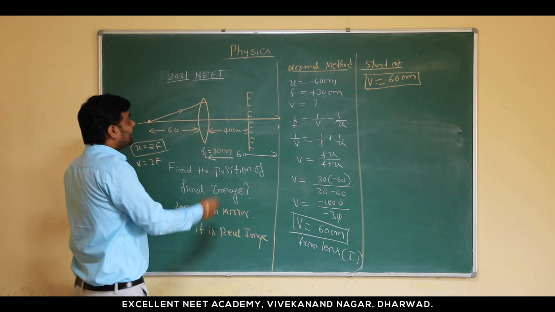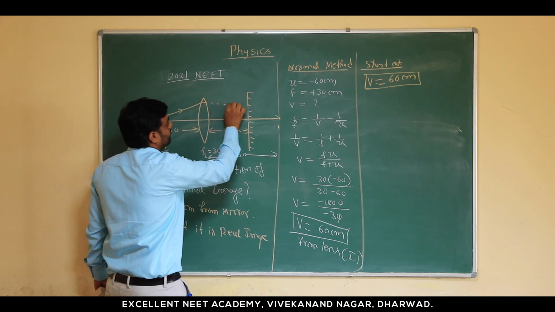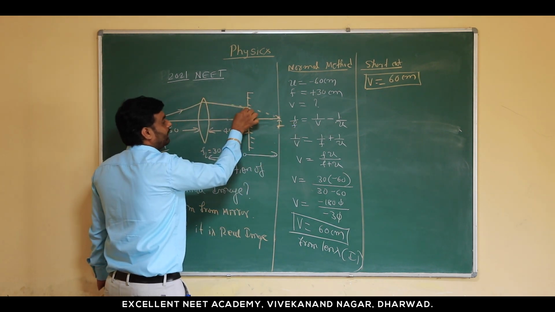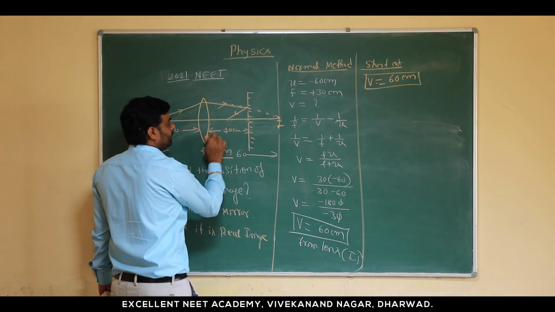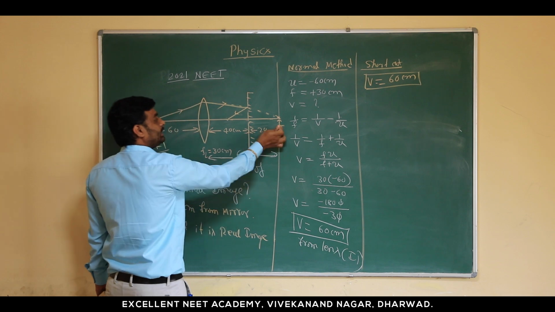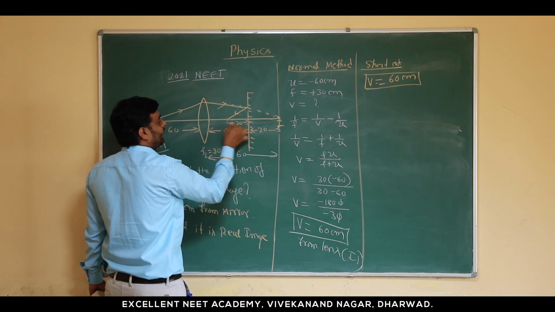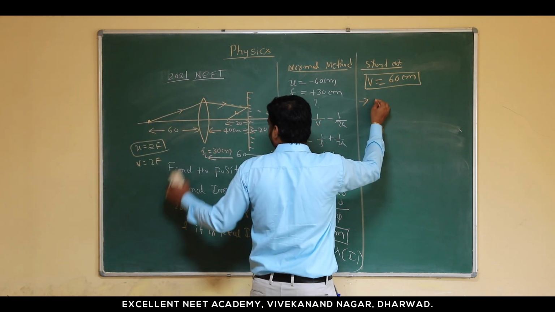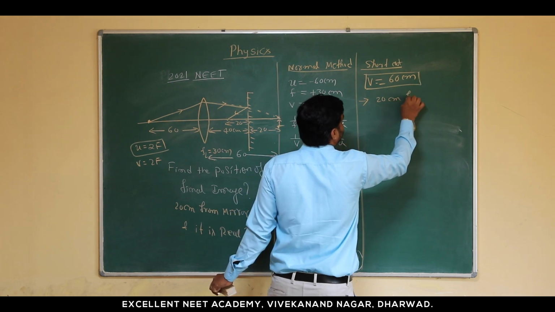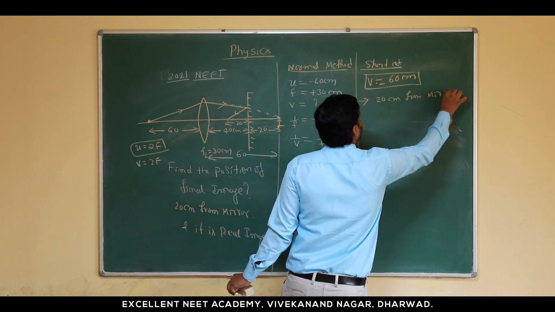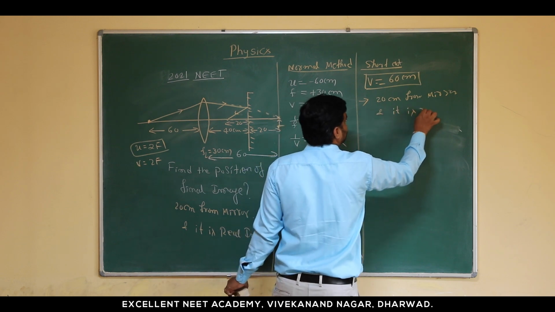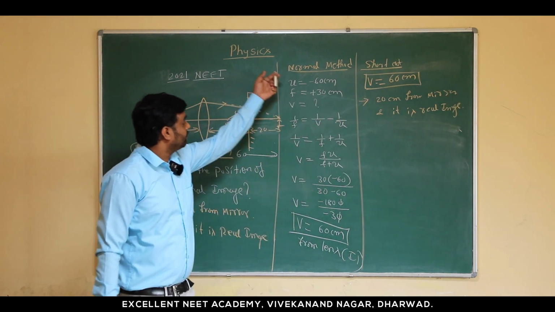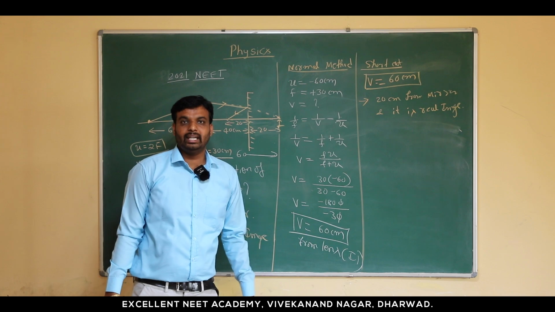Next, 60 centimeter means this is the object distance for the mirror. The image is formed here. Light ray is incident here, reflected back. Therefore, this is 40, and this will be 20 centimeter. Once again, a real image will be formed 20 centimeter from the mirror. So, what is the position? Position is 20 centimeter from the mirror, and it is a real image. I hope all of you understand. So, what is the normal method? What is the shortcut? Right? Thank you.